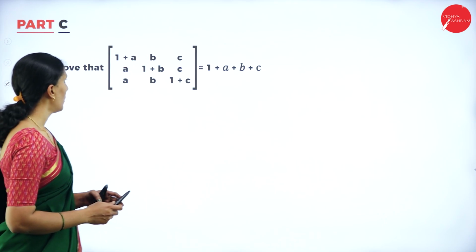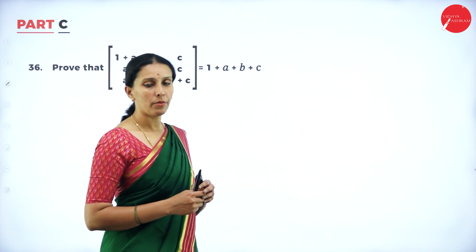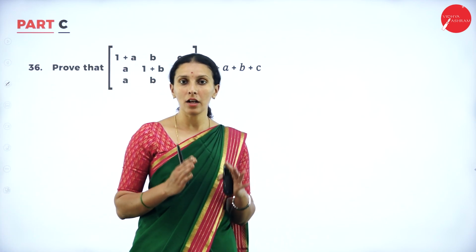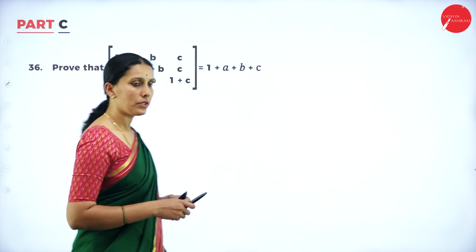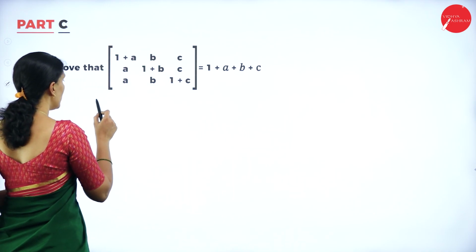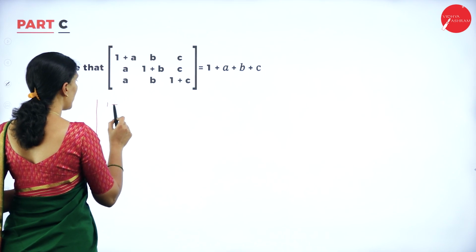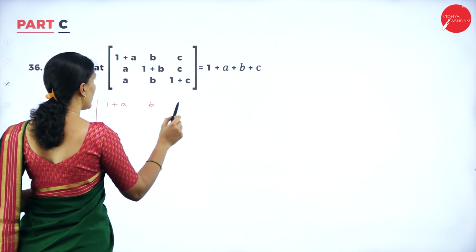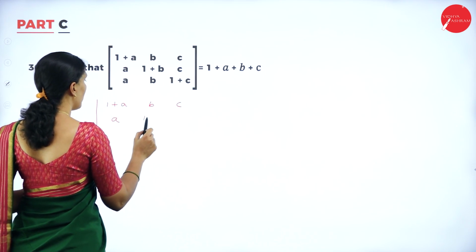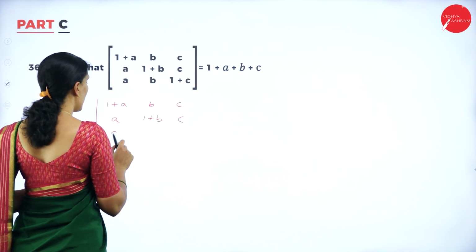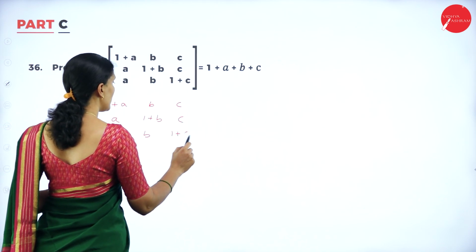Next we have a prove-that question. It is a determinant form of question. We need to show that the determinant value is equal to the RHS. So let's convert this into determinant form. We have 1 plus a, b, c; a, 1 plus b, c; a, b, 1 plus c.